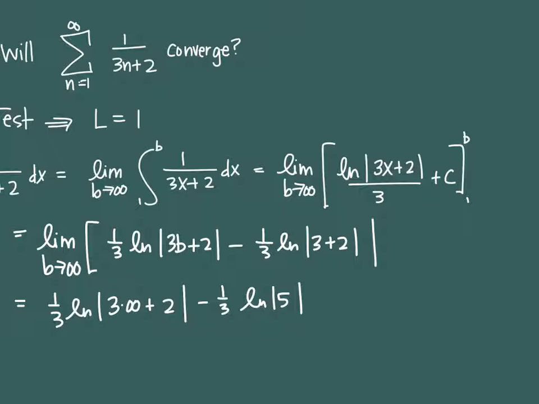Now what is 1/3 of the natural log of 3 times infinity plus 2? Still going to be infinity. So I've got infinity minus a constant. And infinity minus a constant is still infinity, which means the integral diverged. And if the integral diverged, which is the value of the area, that means that the series itself diverges as well.